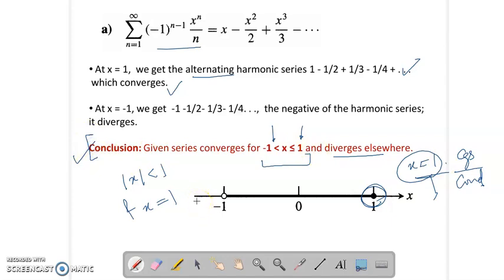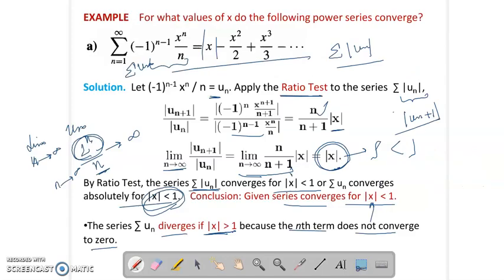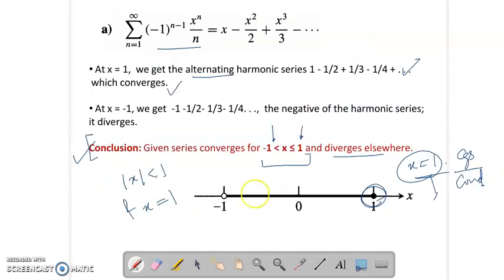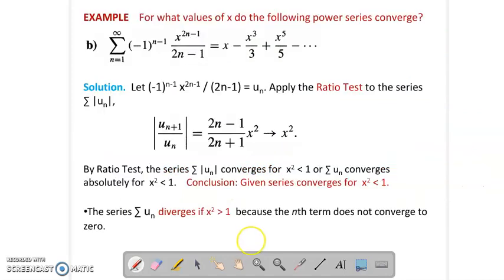Once you are done with the problem, you're asked to find for what values of x do the following power series converge, and you have concluded that the given series converges for these values of x. So let's see the next example. Again, the problem is the same. You have to find the values of x for which the series converge, and we will take different examples.